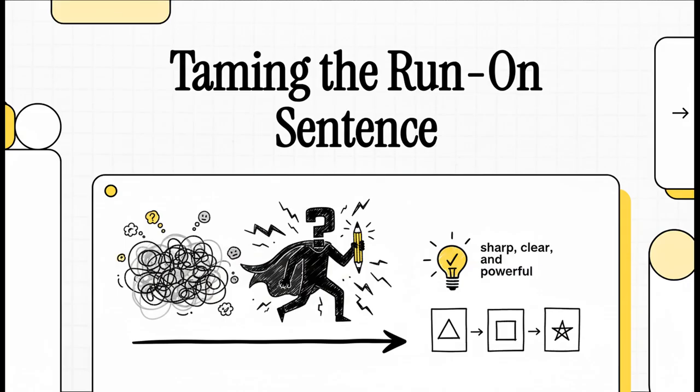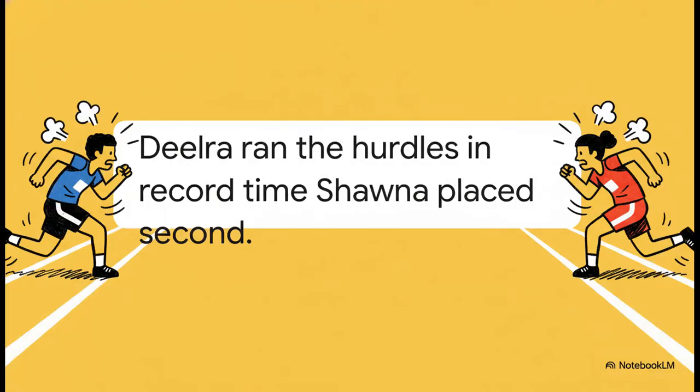So, let's kick things off by looking at a sentence that's in a little bit of trouble. Take a look at this. Deirdre ran the hurdles in record time, Shauna placed second. It kind of feels breathless, doesn't it? Like it's just in a huge rush. You've got two big things happening here, but they're all just crammed together. This is exactly the kind of thing that can confuse your reader and totally weaken a great point. We're absolutely going to fix this, but first, we need to understand what's actually broken.